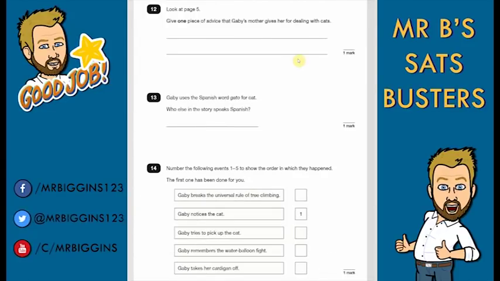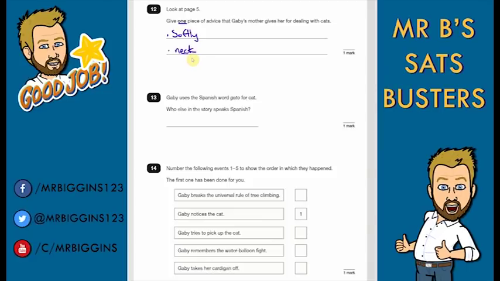Question 12 says, look at page 5 and give 1 piece of advice that Gabby's mother gives her dealing with cats. Now, there are 2 in there that Gabby's mother gave, but it's only asking us for 1. Puts it in bold so we know. 2 ways. One of them, she said, speak softly. So we could use that one. She told her to speak softly to the cat. And the other one was pick it up by the neck. Okay, so you wouldn't just write softly on neck, obviously. But those are the 2 ones. So you could pick one of them, pick it up by the scruff of the neck like its mother used to.